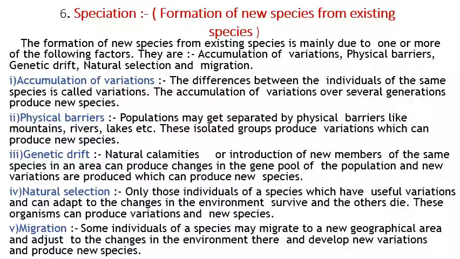And fifth one is migration. Some individuals of a species may migrate to a new geographical area and adjust to the changes in the environment there, and develop new variations and produce new species.